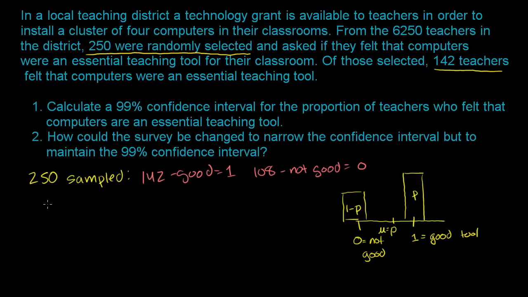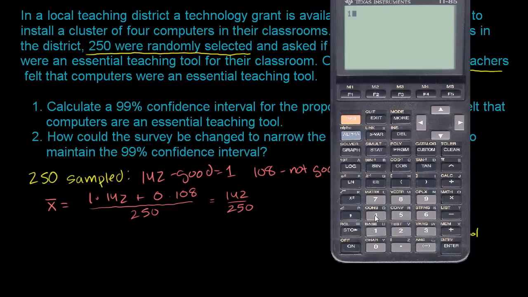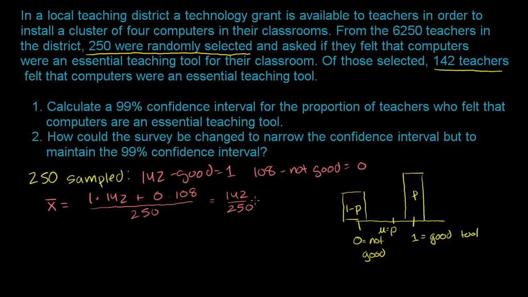So what is our sample mean here? Our sample mean is 1 times 142 plus 0 times 108, divided by our total number of samples, 250. It is equal to 142 over 250. You could even view this as the sample proportion of teachers who thought that the computers were a good teaching tool. Now let me get a calculator out. 142 divided by 250 is equal to 0.568. So our sample proportion is 0.568, or 56.8%, either one.